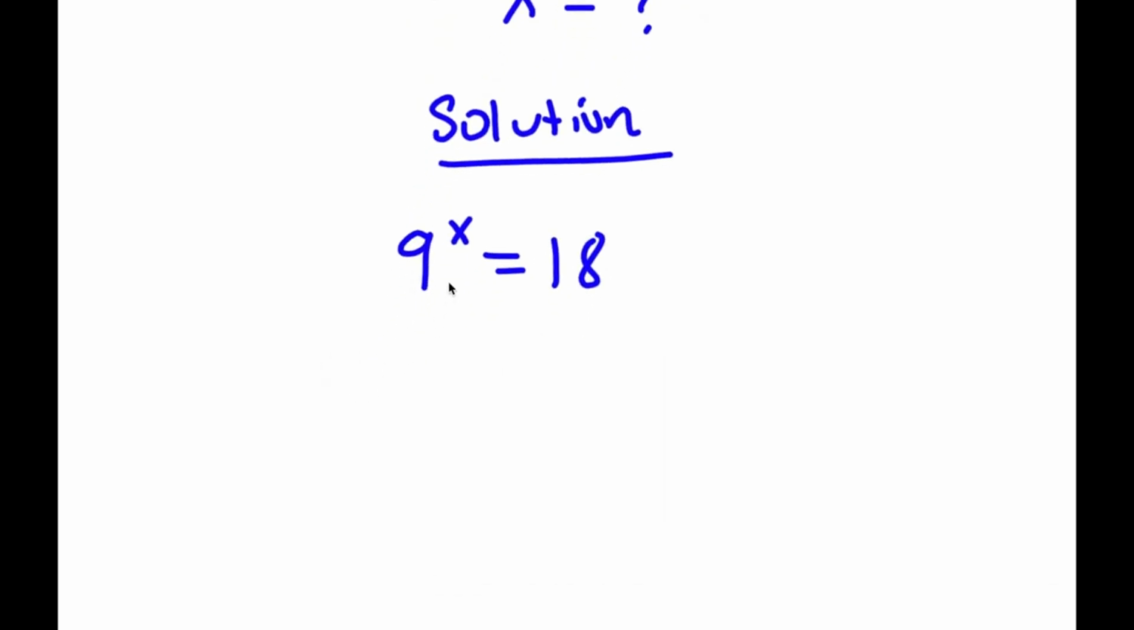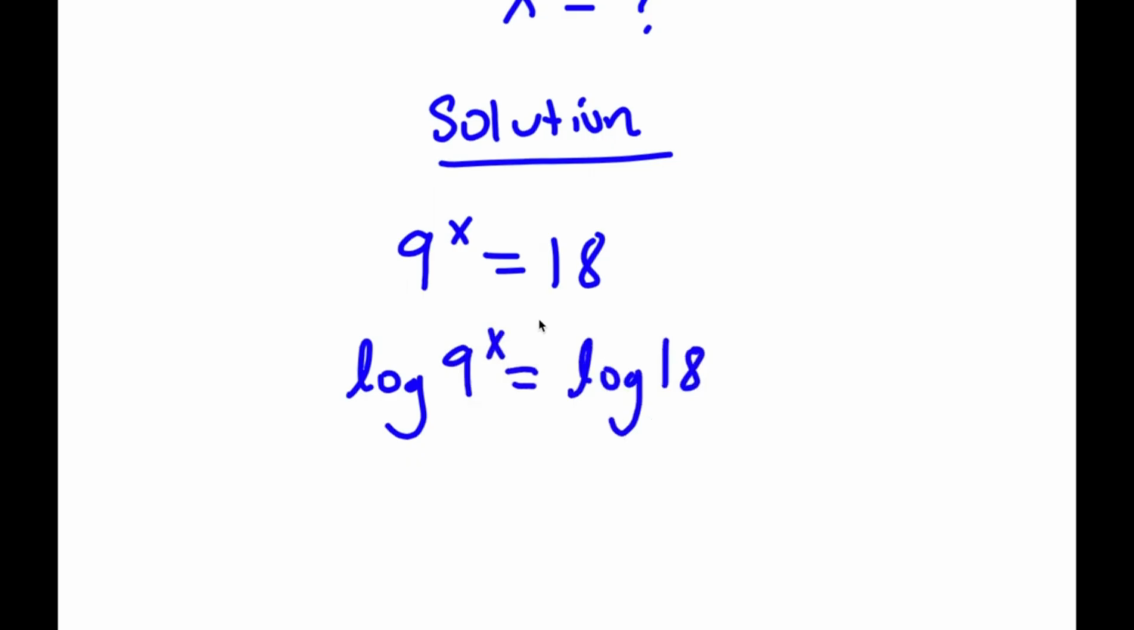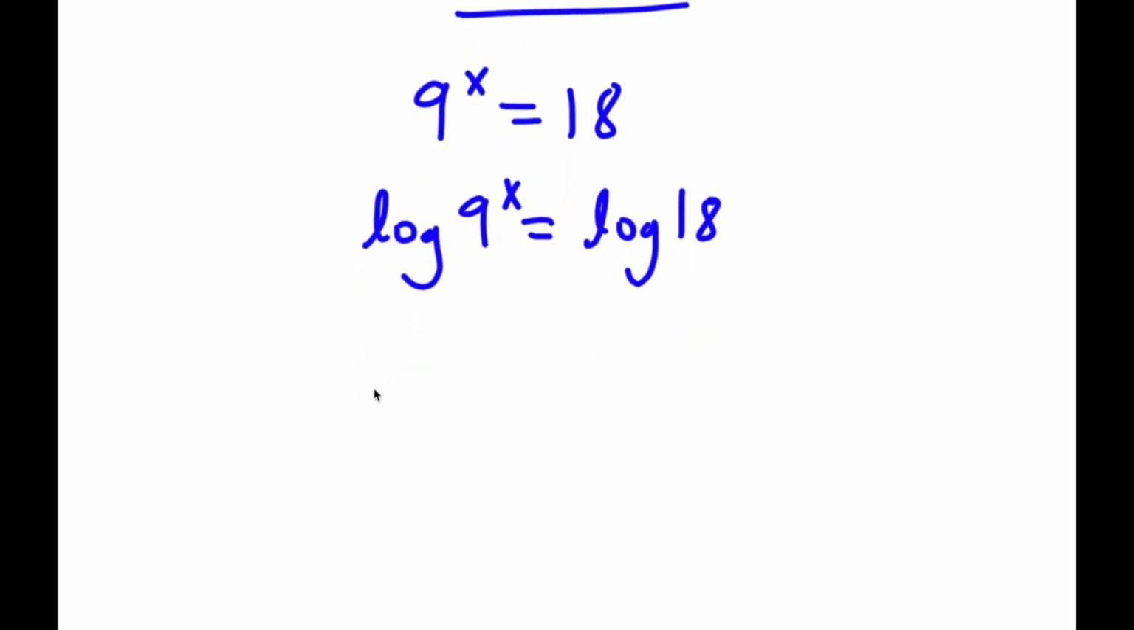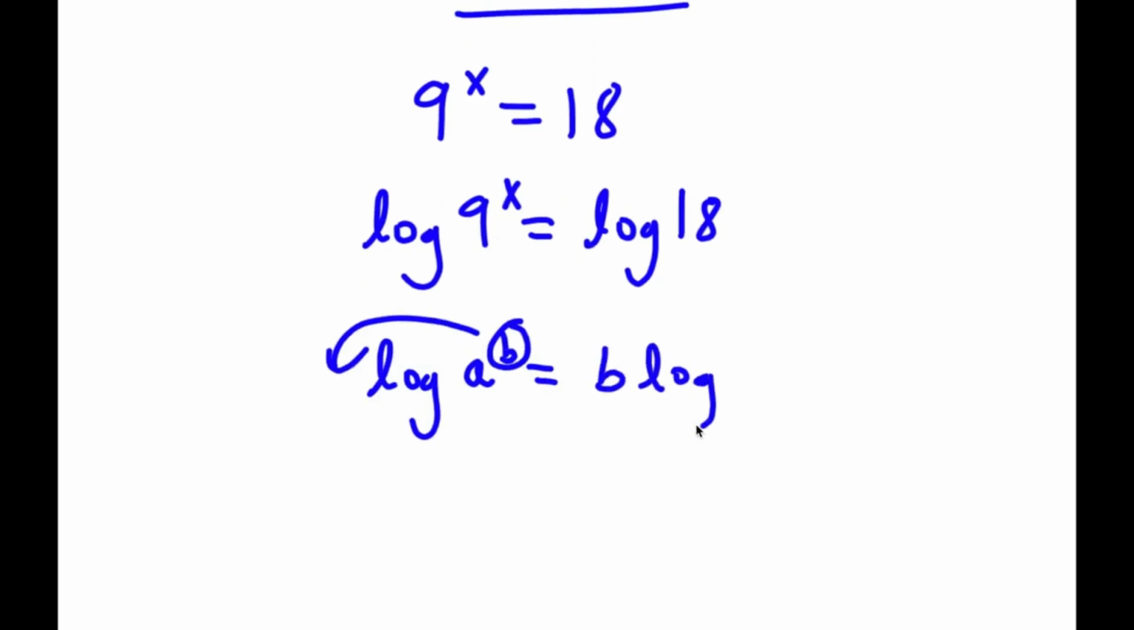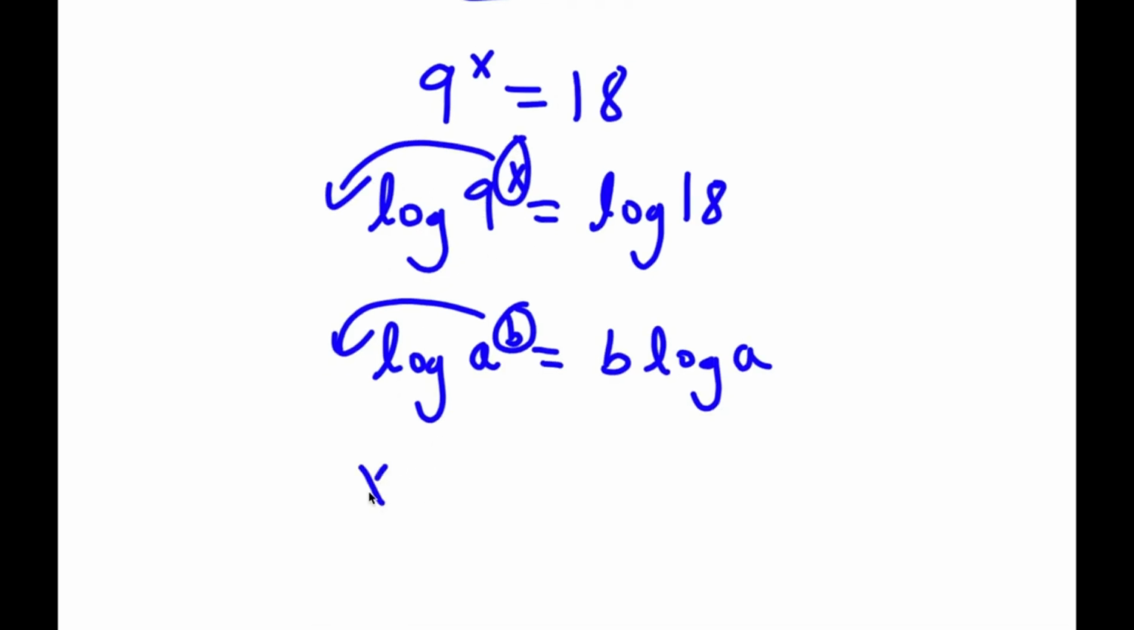Now to solve this, I'm actually going to take the log on both sides. So now I have log 9 to the power of x is equal to log 18. Now, if I have something in the form log a to the power of b, I can actually move this exponent b to the front. So this is going to equal b times log a. In this case, I have log 9 to the power of x, and I can move x to the front. So that's going to equal x times log 9, which is equal to log 18.